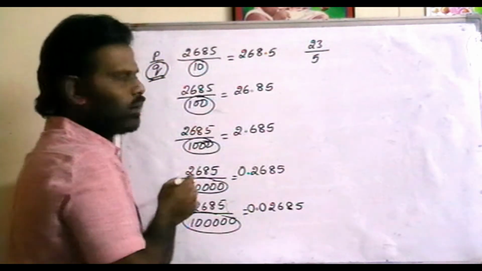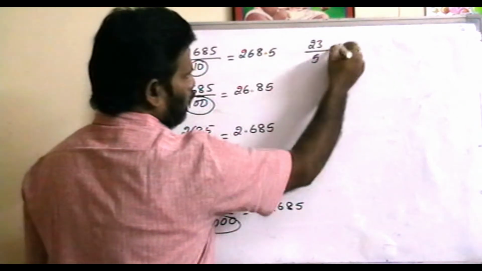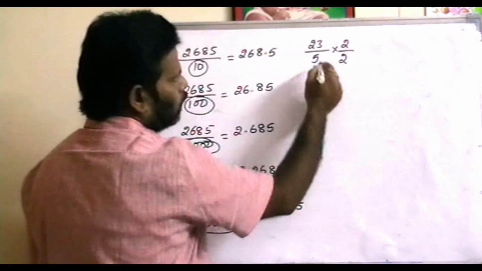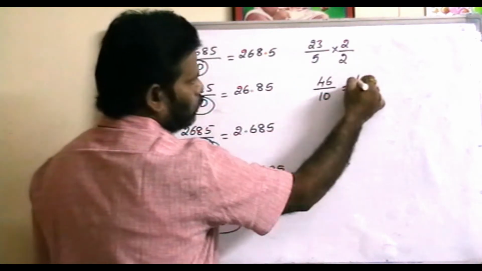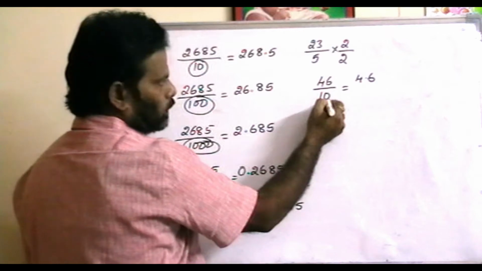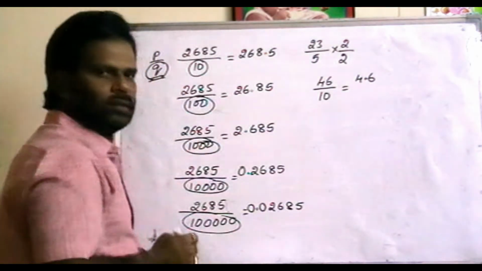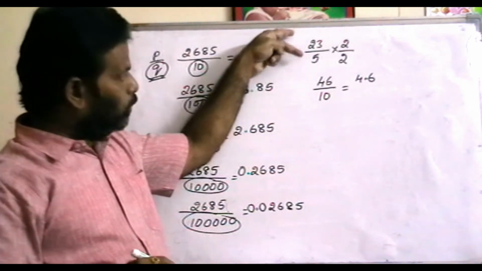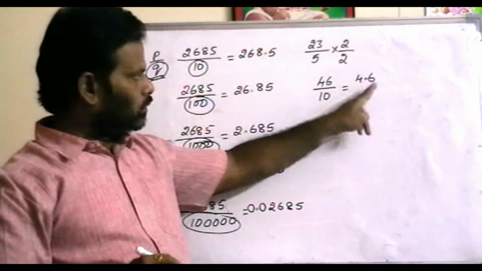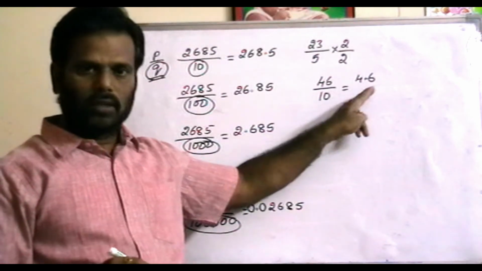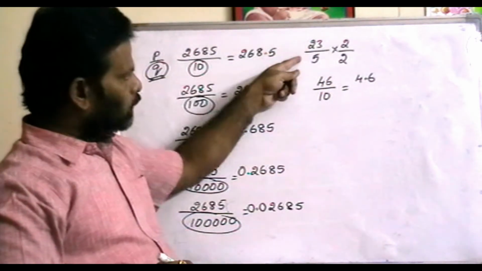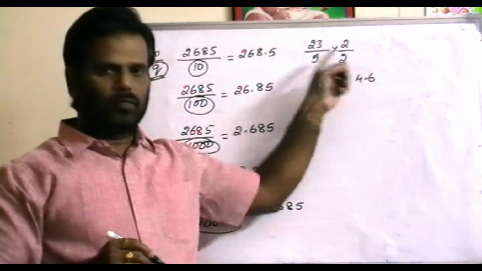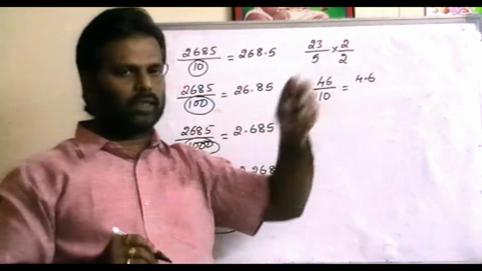So both numerator and denominator are multiplied by 2. So 23 into 2 is 46, by 5 2s are 10. Now we can write it as 4.6, because there is one 0, so after one digit we keep the point. See here, 23 by 5, without performing the division, we can change into the decimal form. First, the denominator part is changed into the nearby round figure. That 5 is multiplied by 2, 5 2s are 10, so 46 by 10 is nothing but 4.6.